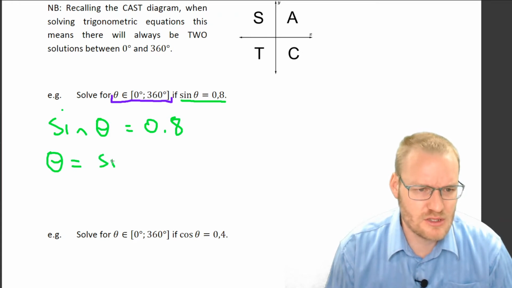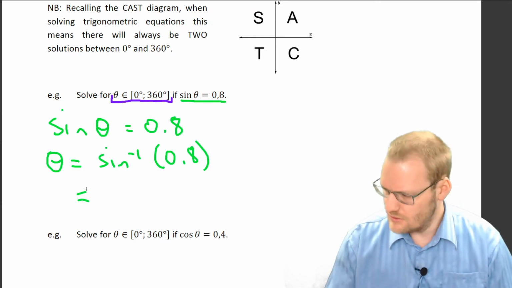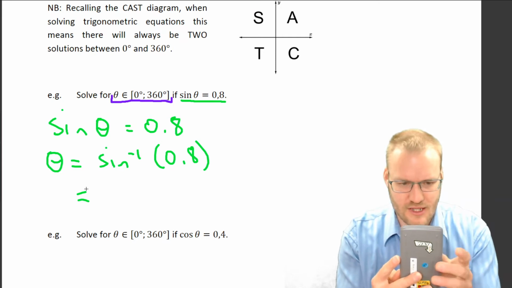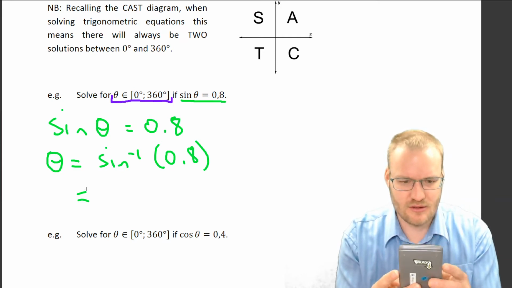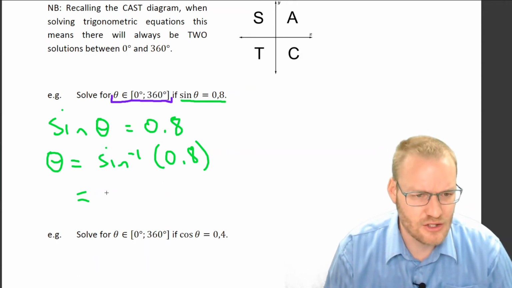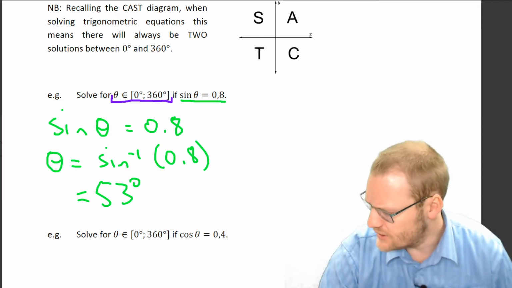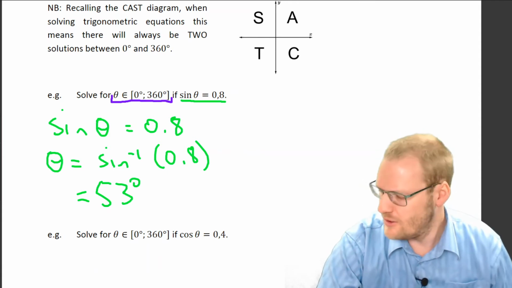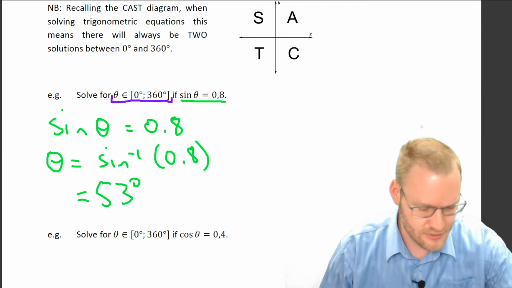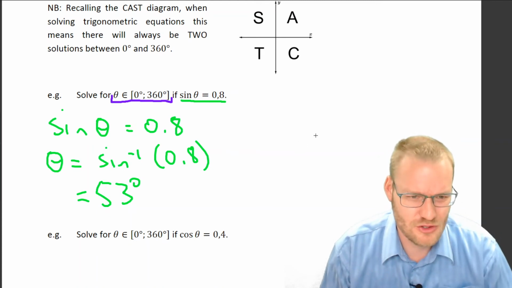Theta equals shift sine 0,8 equals, calculator out, and you say shift sine 0,8 equals 53 degrees. I'm doing it to the closest degree, and you go 53 degrees, and I'm done, right? Isn't that all I have to do? But actually, we know that there's more going on here. And we know this because of these related angles we're talking about.